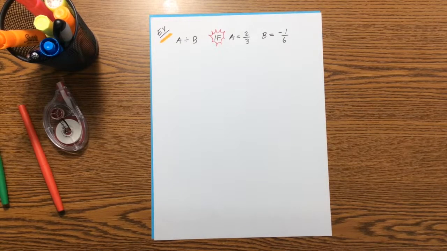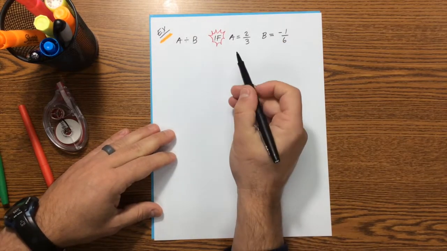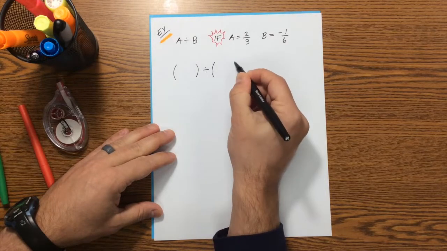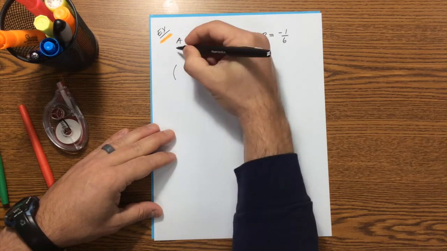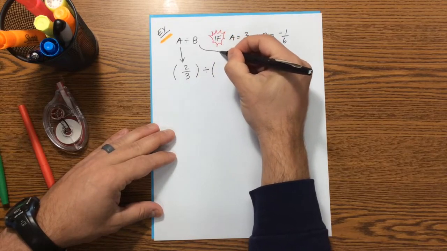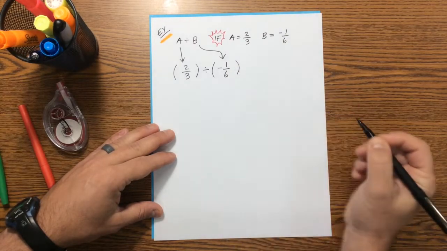Okay, for the next 2 examples, I'm going to be asking you to evaluate these algebraic expressions involving division of fractions and mixed numbers. Now this might look a little familiar to you, so let's get started. First thing I'm going to do is substitute in for my 2 variables. For A, I'm going to substitute in 2/3. And for B, I'm going to substitute in a -1/6.